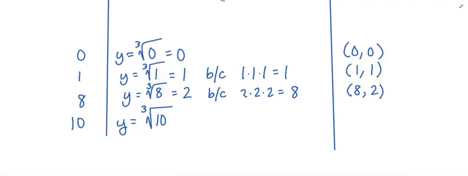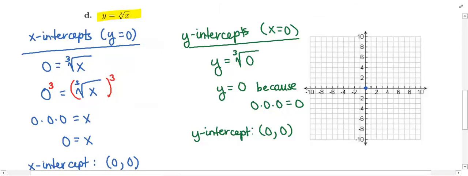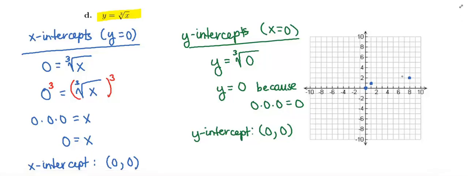Okay, so let's go ahead and plot these points. So we know the origin, (1, 1), and then (8, 2). Remember, all other x values between 0 and 10 that we don't have a point for, if you plug those x values in, you'll get a decimal result, so we don't want those.